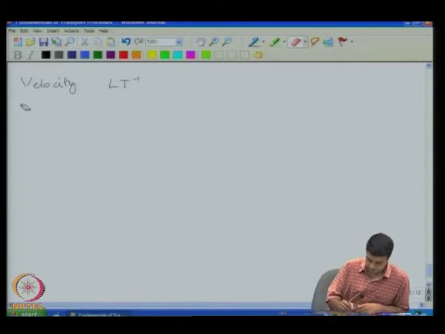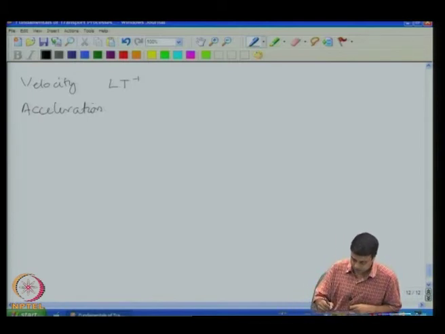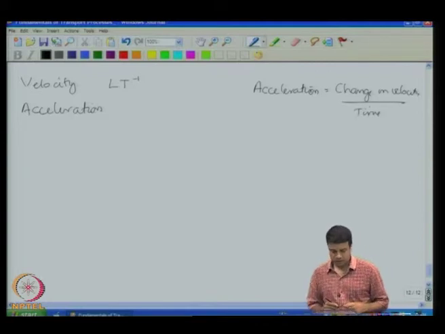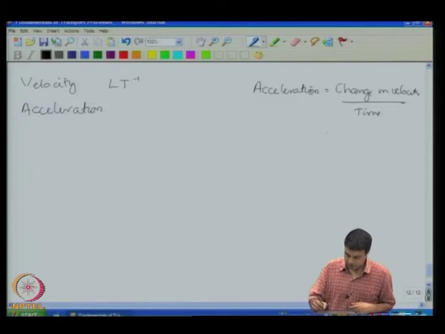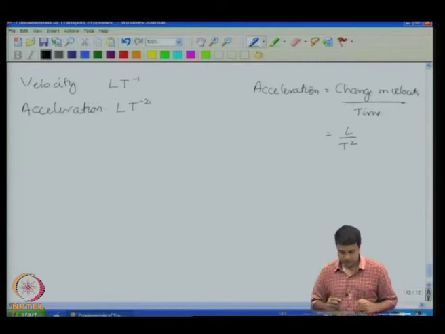Acceleration. Acceleration is the rate of change of velocity. So, acceleration is equal to change in velocity by time. It has the dimensions of velocity divided by time, that is length by time square. So this has dimensions of L T power minus 2.